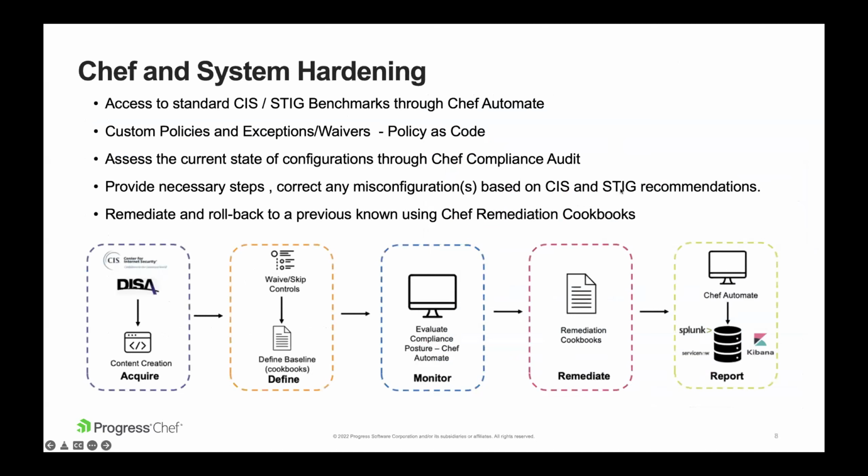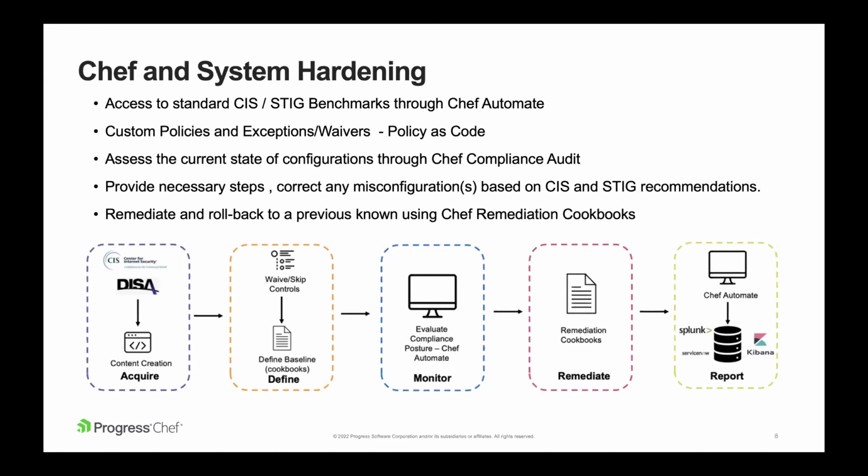So let me move on to understand a little bit more about Chef's approach to system hardening. With our approach, you get a standard set of benchmarks from CIS and STIG as part of Chef Automate. These are Chef curated premium content, mapped to the CIS and STIG benchmarks. Now, you can customize a lot of these benchmarks as they are applicable to your organization using our policy as code approach. You can also skip controls which you feel may not be appropriate for your enterprise.